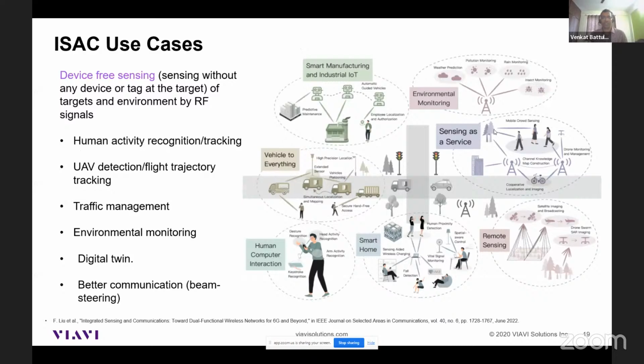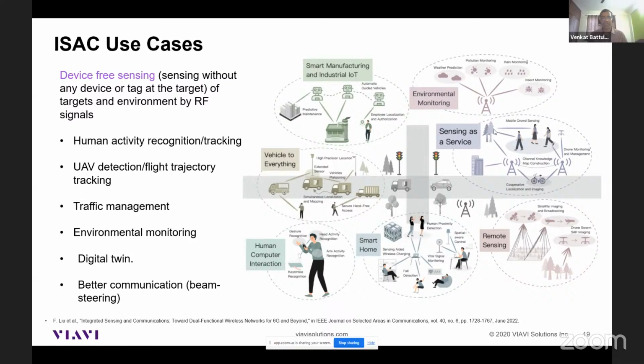What are the use cases? So what do you do with sensing information? You can detect human activity, and human activity recognition and tracking, like safety, like anybody intruding into the building, anybody trespassing into a hazardous area. All this activity and tracking is an important use case for intelligent communication.